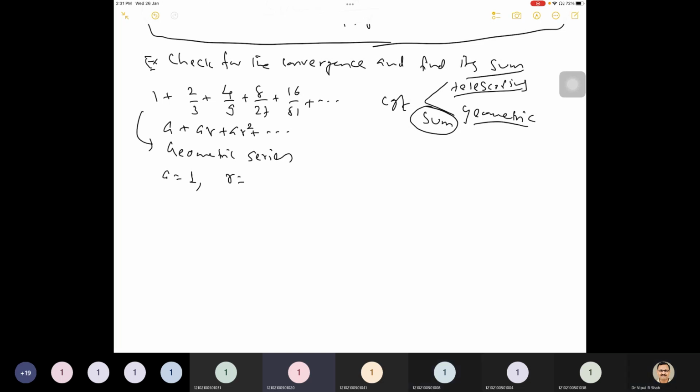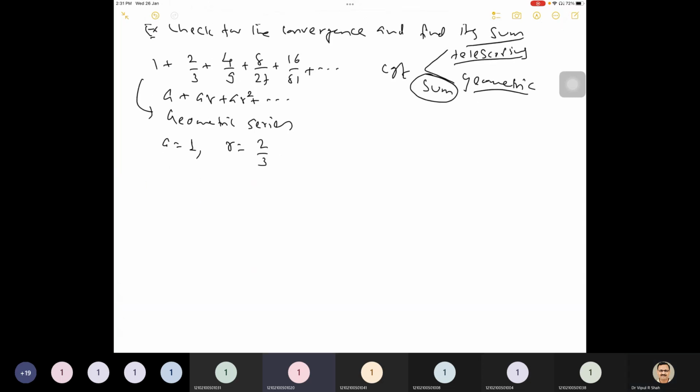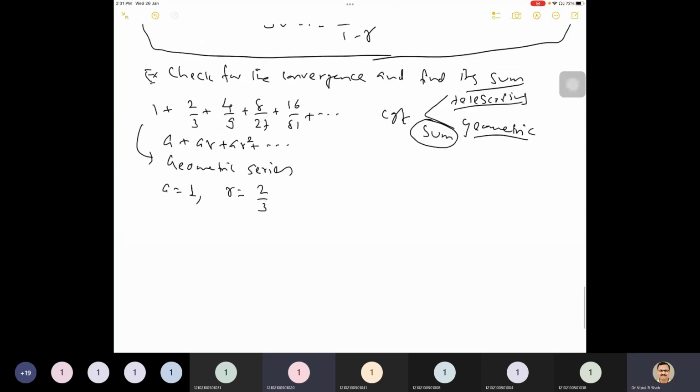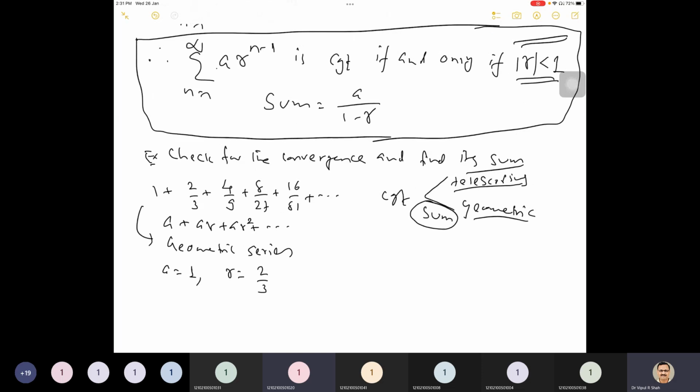2/3. Okay. So 1, multiply by 2/3, you get 2/3; multiply by 2/3 again, you get 4/9, and so on. So it is a, then ar, then ar square, then ar cube and so on. So it's a geometric series. Now what about r? Is modulus r less than 1?